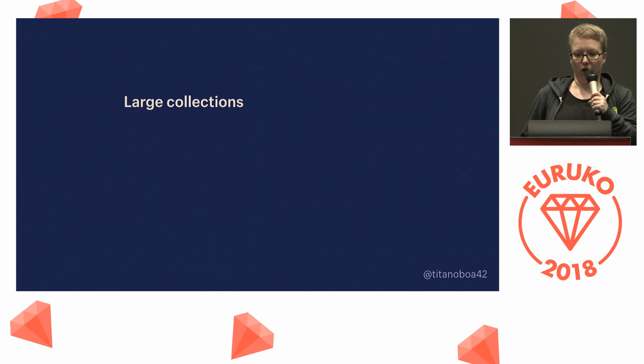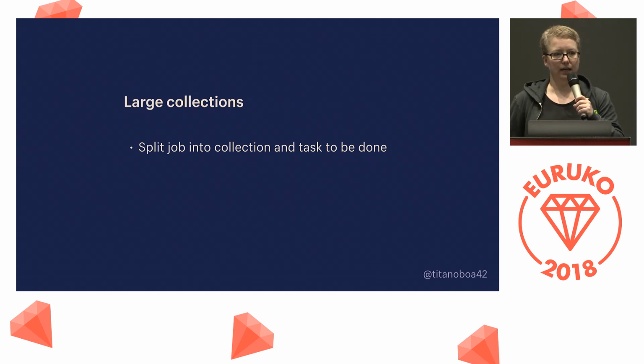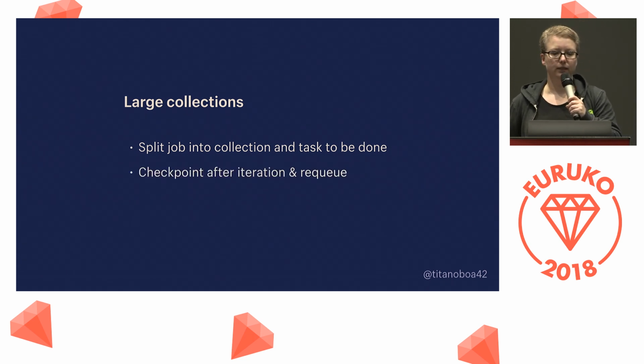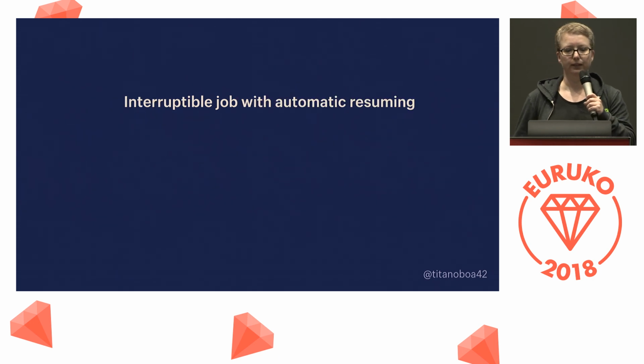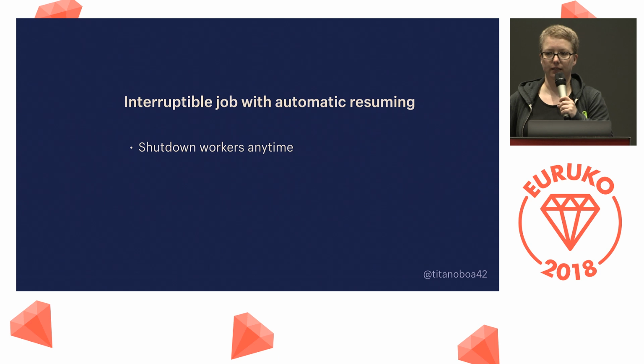But many long-running jobs are actually iterating over a large collection of data. And we split those jobs up into the collection to iterate over and the task to be done. We're setting a checkpoint after each iteration and requeue the job. This makes our jobs interruptible with automatic resuming, and it allows us to shut down our workers anytime we like, so that we can deploy them, and we also have cloud-friendly workers.